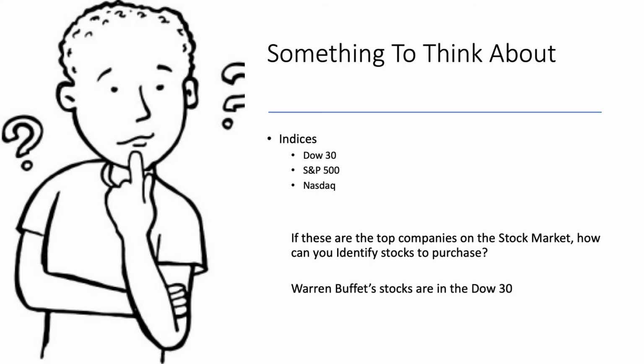So if you want to find a stock that you feel kind of safe with, safe meaning not so much that it's going to grow a lot, but safe meaning that it's not going to plummet on you anytime soon. Even if it does go down, they're strong enough that they can bounce back up. The Dow 30 is a pretty safe place to start. So just something to think about. Warren Buffett stocks are in the Dow 30.